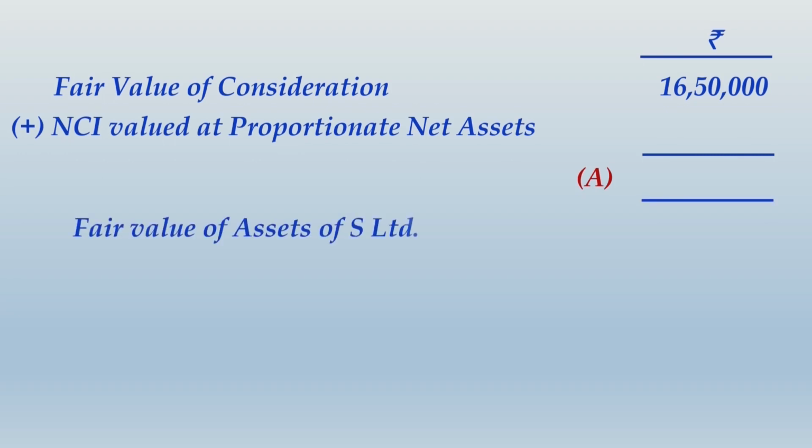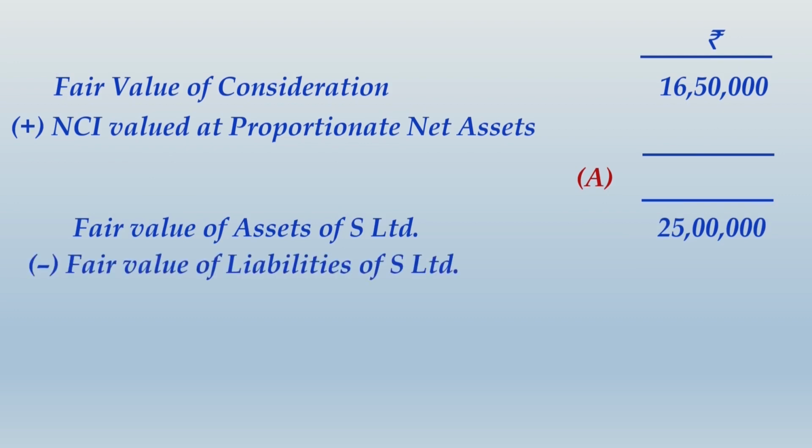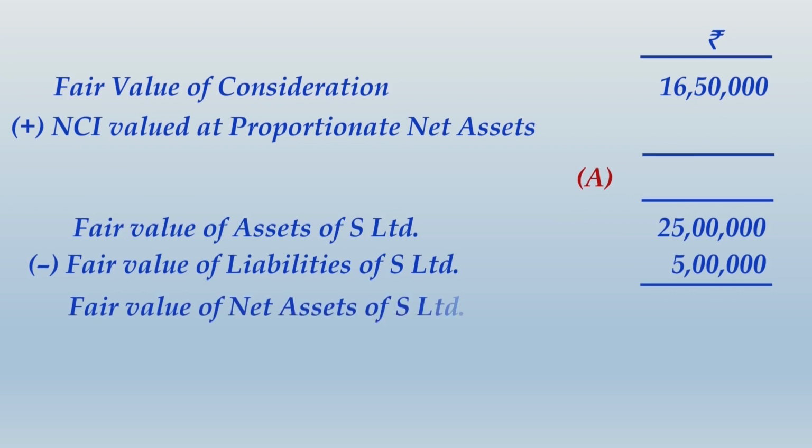So what we will do is, we will now take the fair value of assets of S Limited, which is 25 lakhs, less fair value of liabilities of S Limited, which is 5 lakhs. So fair value of net assets of S Limited will be 20 lakhs. Friends, I have told you one thing, that you can arrive at the net assets of subsidiary company S Limited either by taking assets minus liabilities or by taking aggregate of share capital and other equity. Either way you will be getting this value as 20 lakhs.